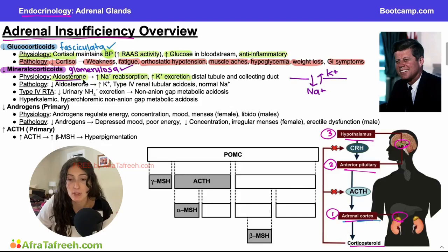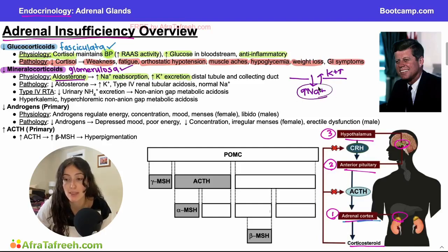So when we have aldosterone released in normal physiology as part of the RAS system, it is going to increase our sodium reabsorption and increase our potassium excretion, meaning that we have more sodium inside the body. More sodium inside the body can pull in more water and help us maintain that higher blood pressure. So also an important role for blood pressure here as well. Pathology occurs when we have decreased aldosterone.